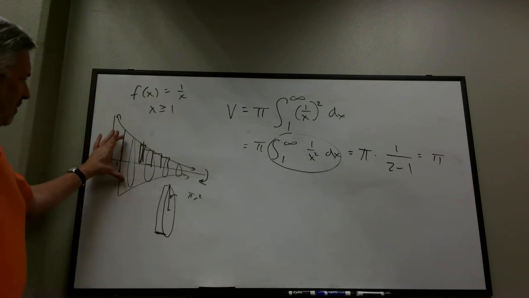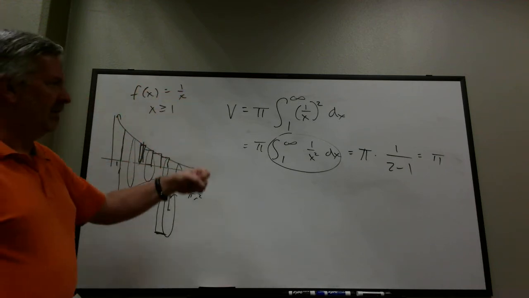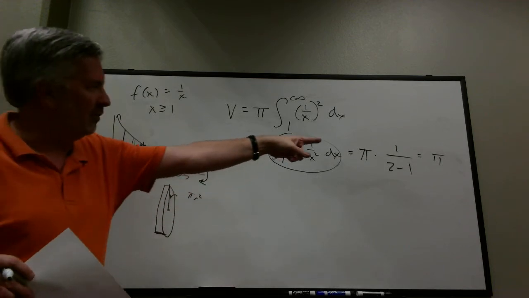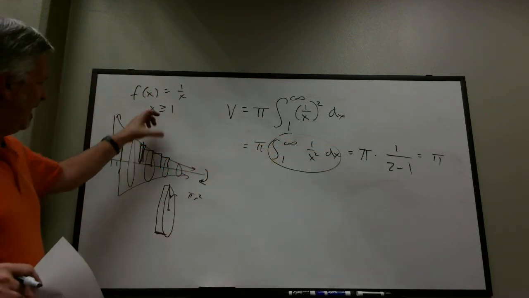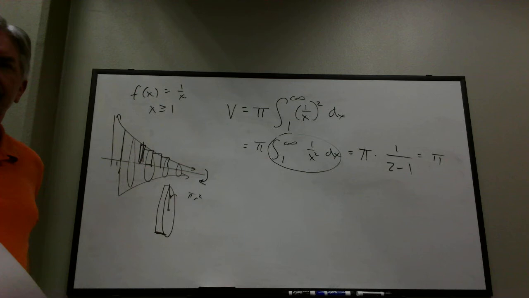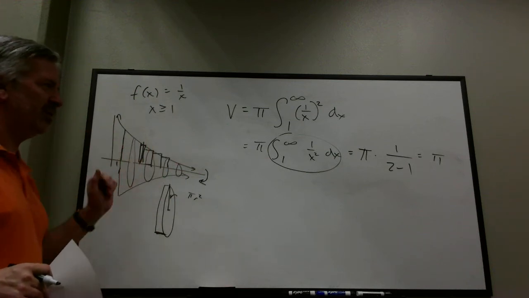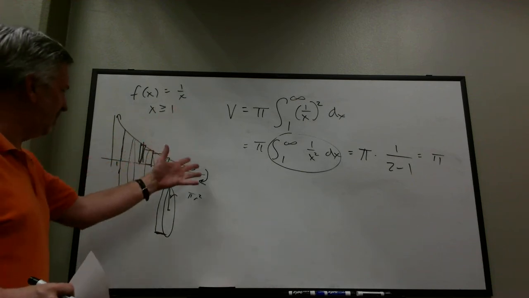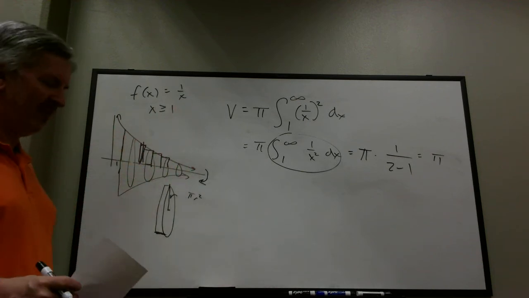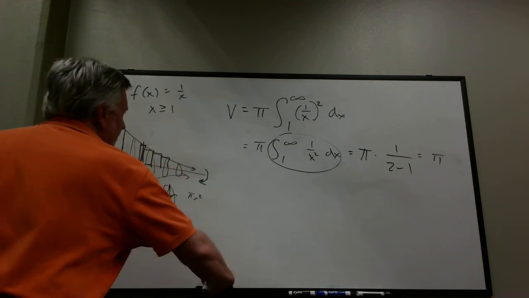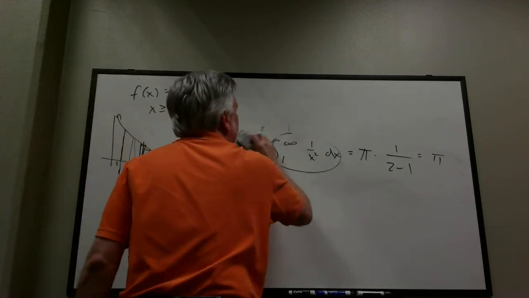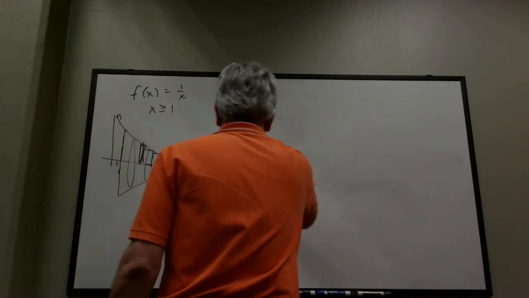So you could take a paint can that holds pi gallons and pour it in here and fill it up. Well, I say pi gallons. It's whatever cubic units we're doing here, right? So pi cubic units, you'd fill it up. It has a finite volume. Okay, now let's do the problem again. It also says to do the surface area. Let's do the surface area.